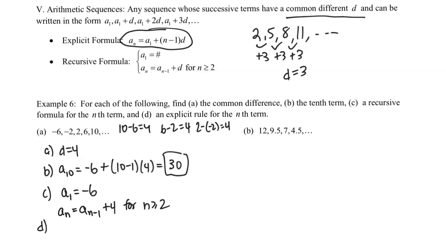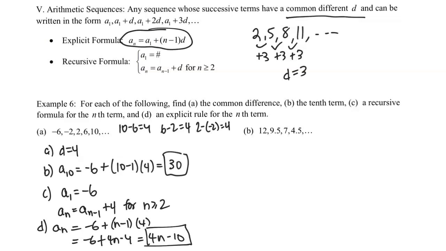And then finally, the explicit rule, which will give me any term in terms of n. This is going to equal the first term, -6, plus n minus 1 times the difference. I'm going to go ahead and distribute the 4. That gives me -6 plus 4n minus 4, and then collect the like terms so that I get 4n minus 10 as my explicit rule.